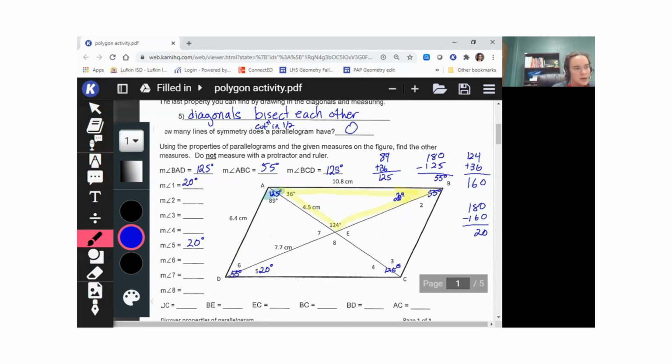And I know that angle 1 and angle 2 have to add up to 55 degrees, so I can subtract that 55 minus 20 and get 35 degrees, and that's the measure of angle 2. I also know that angle 2 and angle 6 are also alternate interior angles, so angle 6 is also 35 degrees.